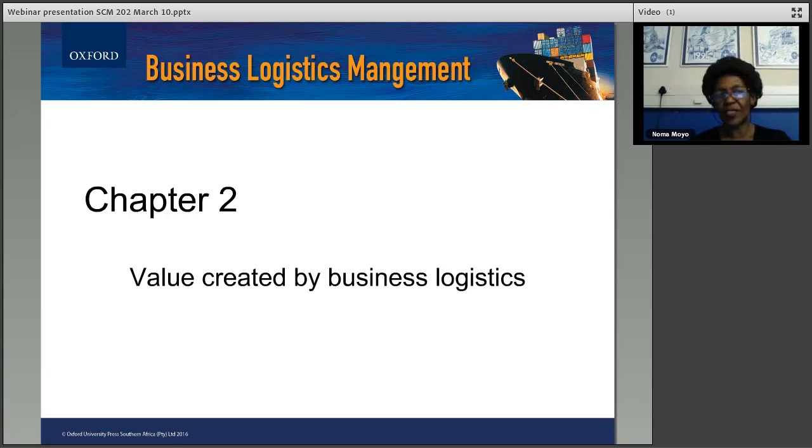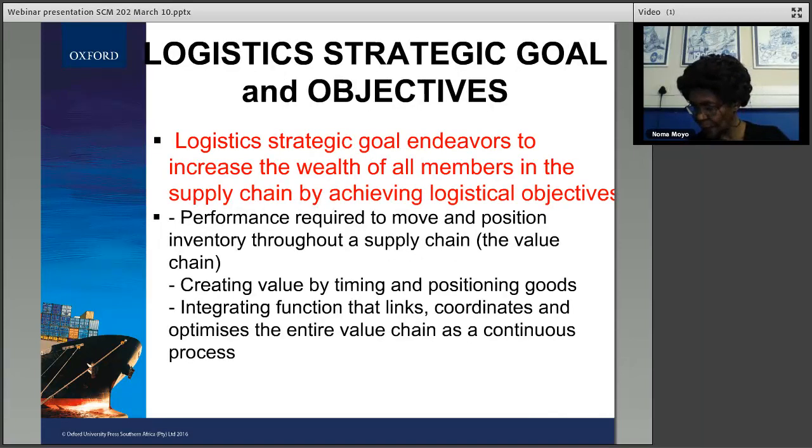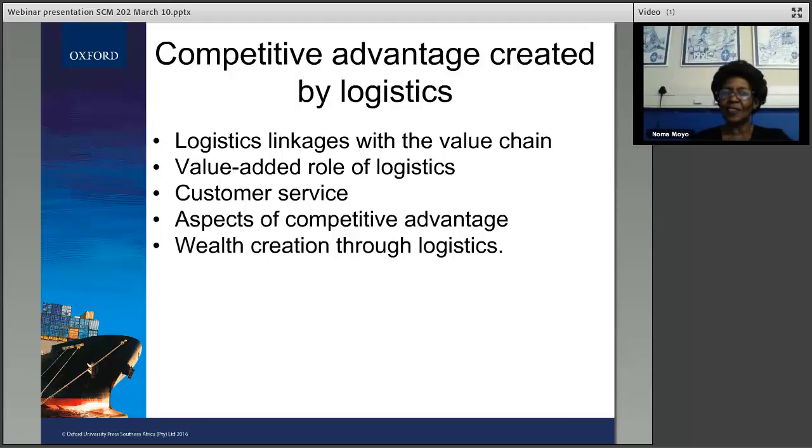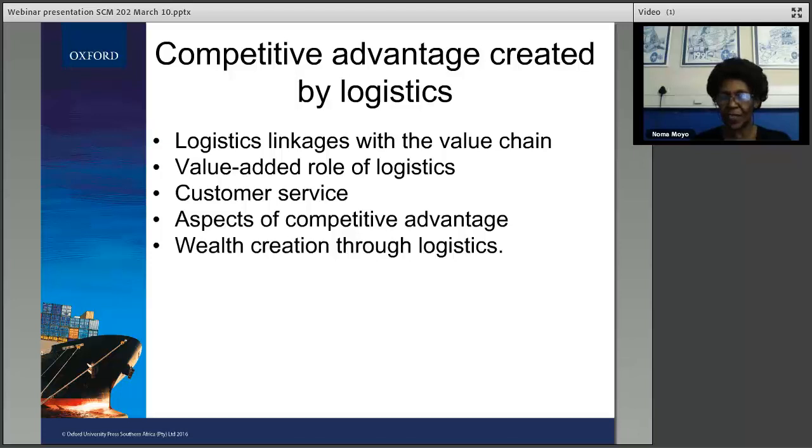Then we come to chapter 2, value created by business logistics. We have from your chapter 2 where they talk about the values that are there. So let's talk about the logistics strategic goal. They asked you on 2.11, what is logistics? We've talked about what logistics is. It's a subset of the supply chain.